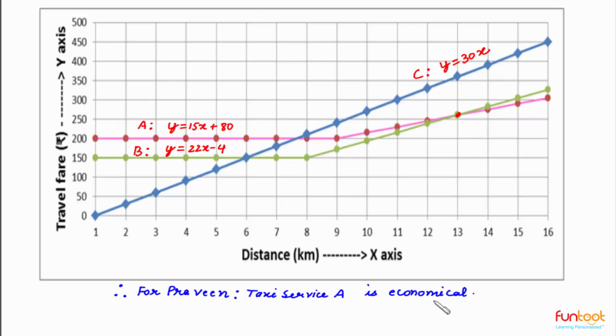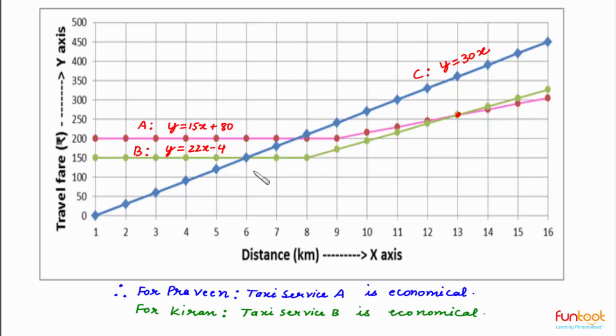Now let's see the case for Kiran. Kiran has to travel 11 kilometers to reach the airport, and we can see here that the pink graph is over the green graph. That means taxi service B is economical for Kiran, who has to travel a distance of 11 kilometers. So for Kiran, taxi service B is economical.